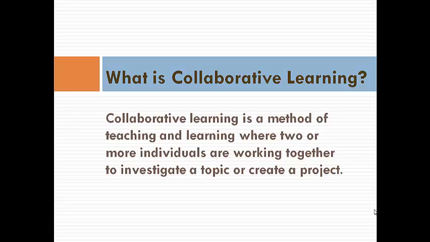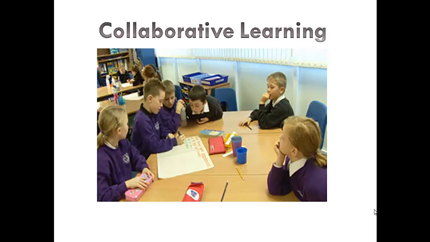We're going to start with collaborative learning. Collaborative learning is a method of teaching and learning where two or more individuals are working together to investigate a topic or create a project or product. You see here a group of students working together in order to have one final product to turn in. There's a common goal amongst these students. Webster's defines collaboration as working with one another in a one-to-one format or a group format in order to achieve or to do something. And these students seem to be working together in order to achieve something.